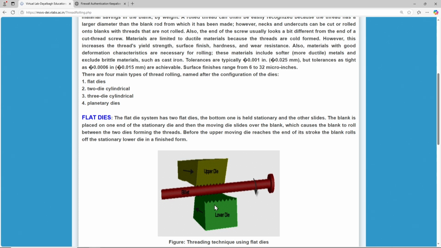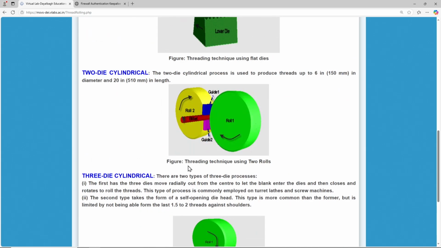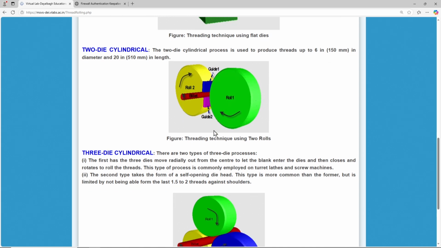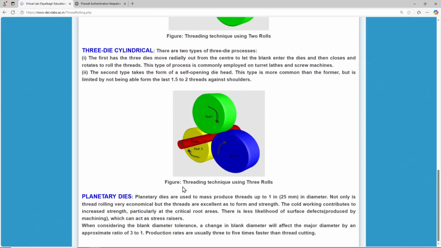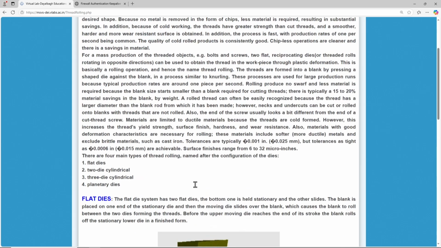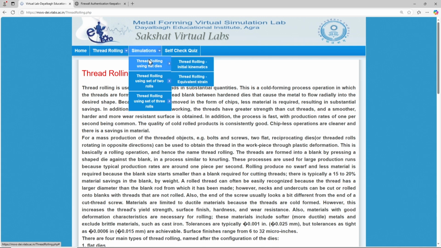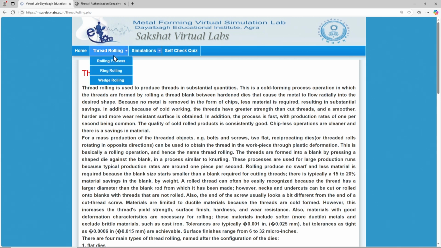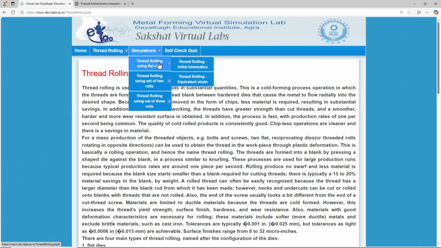You can see upper die and lower die, where this shape or profile is equivalent to the kind of thread required. The size of the thread, the angle of the thread, everything is provided in the die design itself in this surface. Then 2 die cylindrical thread rolling process, 3 die cylindrical thread rolling process, planetary die thread rolling process. All of these are given here. Let me come to the simulation of the thread rolling. 3 kinds of simulation are given: by using flat dies, by using a set of 2 rolls, by using a set of 3 rolls. I'll just walk you through the simulation of thread rolling.